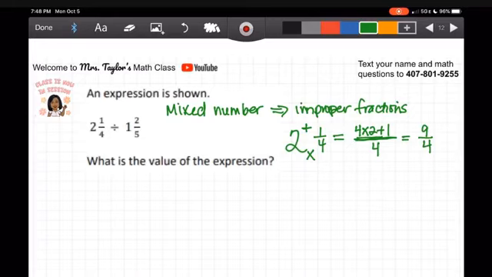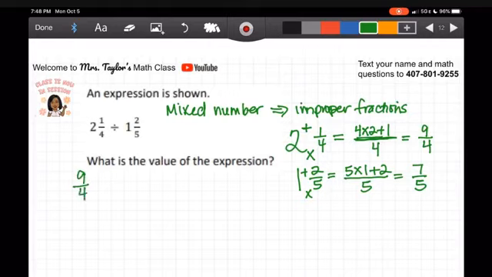Now let's do the other fraction. You have 1 2/5. So you would multiply and add. So that's going to be 5 times 1 plus 2. And keep the same denominator of 5. And you're going to get 7 over 5. So now let's rewrite this with the new stuff. So instead of saying 2 1/4, we're going to say 9/4. And then divided by, instead of 1 2/5, we're going to say 7/5.